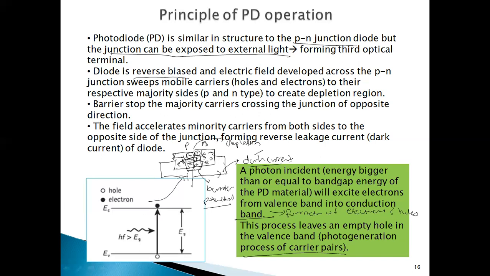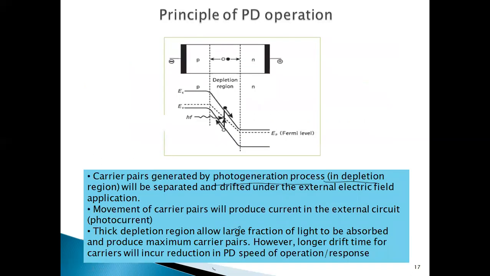When we have light incidence on the depletion region, there should be a formation of carrier pairs, and it happens in the depletion region. These carrier pairs will then be separated and drifted under the external electric field application. This is the depletion region just now.